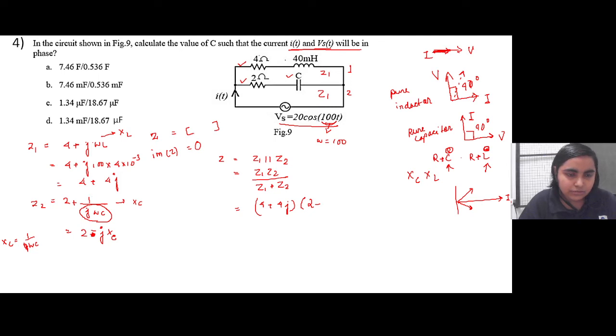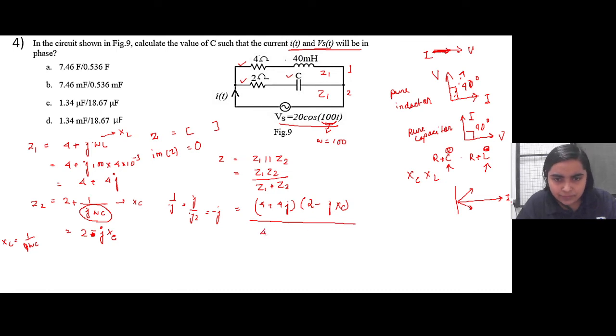Suppose if we multiply both the numerator and denominator by j, 1 by j is equal to j by j square. J square will be minus 1, so it will be minus j. This is what we have done. So 2 minus j into XC by 4 plus 4j plus 2 minus j XC.